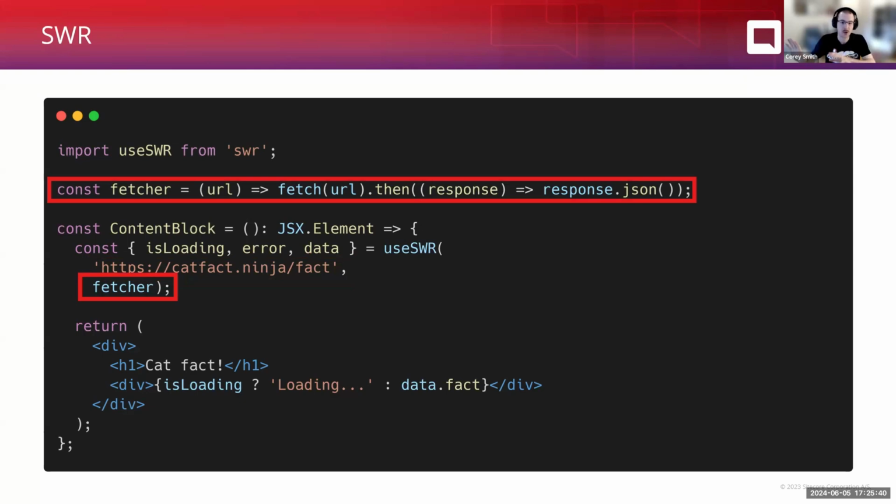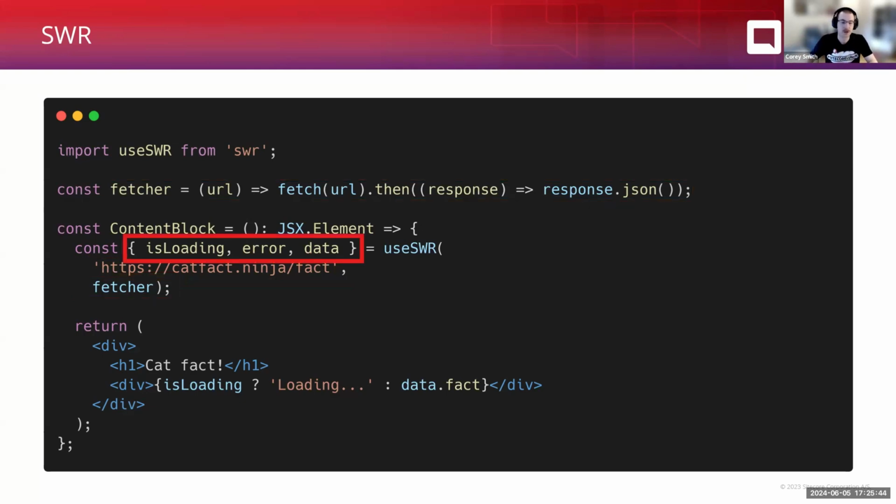Behind the scenes, SWR will handle that useState, useEffect stuff for you. And it returns a whole bunch of parameters that you can use that are really easy to understand. The first one is a Boolean called isLoading. This just returns true while the API call is executing, otherwise it returns false. If an error occurs, it returns an error property. And then of course you get your data back in this data property.